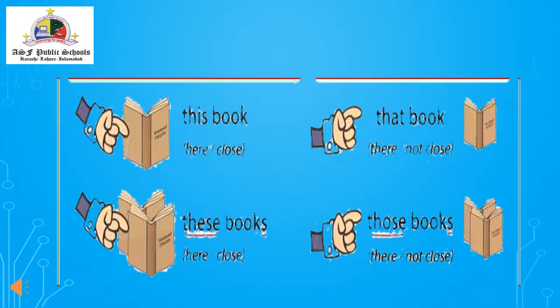Kids, look at the direction of the finger carefully, where the finger is pointing. This book, the book is near. That book, the book is far. These books, the books are near. Those books, the books are far.